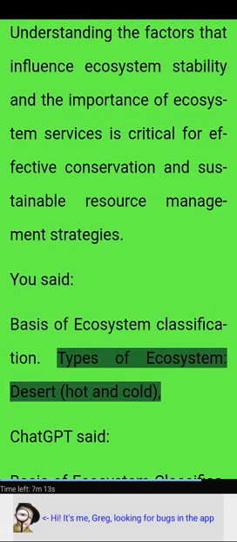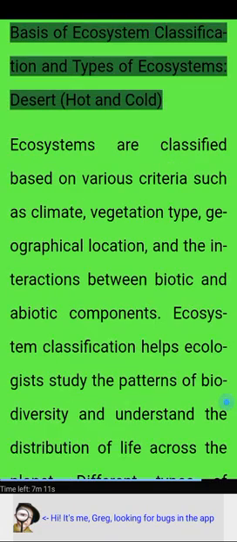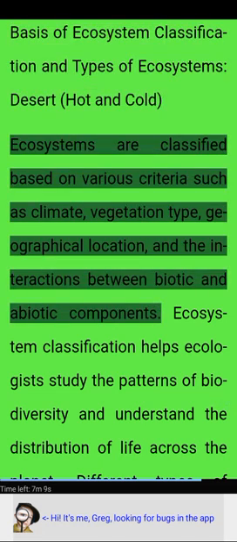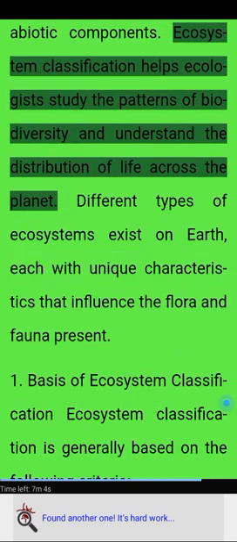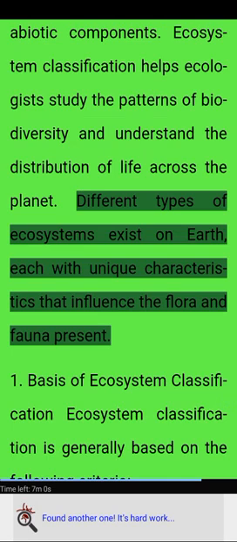Basis of ecosystem classification. Types of ecosystem. Desert, hot and cold. Ecosystems are classified based on various criteria such as climate, vegetation type, geographical location, and the interactions between biotic and abiotic components. Ecosystem classification helps ecologists study the patterns of biodiversity and understand the distribution of life across the planet. Different types of ecosystems exist on Earth, each with unique characteristics that influence the flora and fauna present.